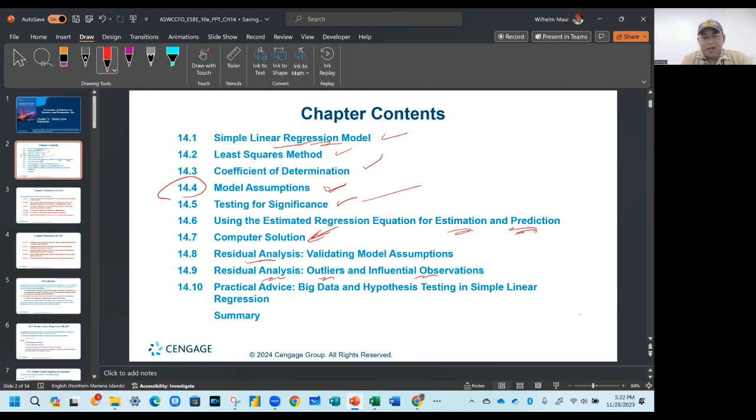And then some practical advice on big data and hypothesis testing in a simple linear regression. Okay, so let's see.